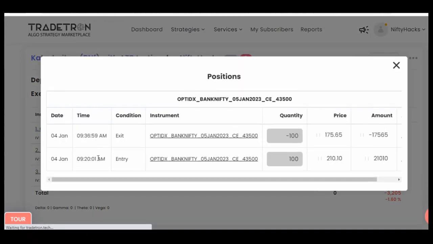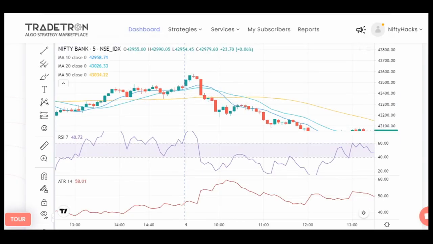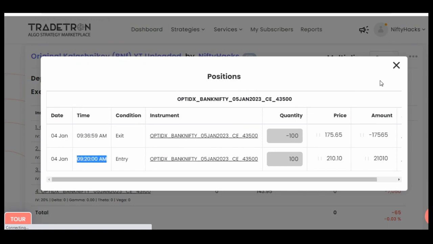So this is the first trade. It seems like at 9:20 only, 43,500, and it exited with a significant loss at around 9:36. So let's check that. In this also I think it would have taken the trade, yes, at 9:20.